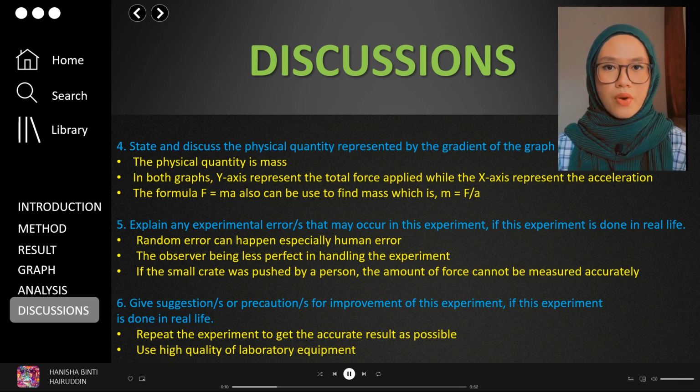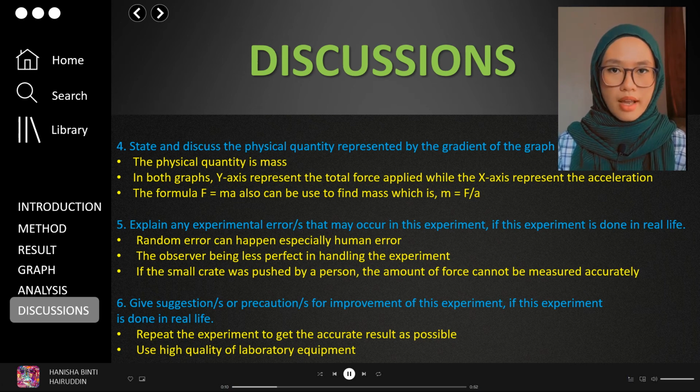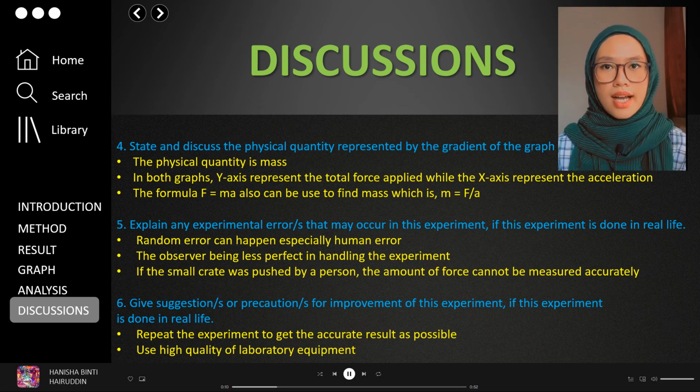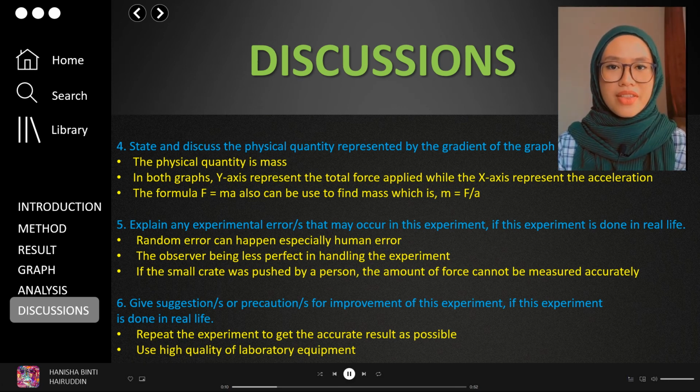The last question for the discussion part is: give suggestions or precautions for improvement of this experiment if it is done in real life. The improvement that could be made is repeating the experiment at least 3 times to get a result as accurate as possible. Besides, using high quality laboratory equipment might help, because high quality equipment can lead to a low percentage of uncertainty, which means the result obtained can be close to accurate. So that's all for the discussion part.